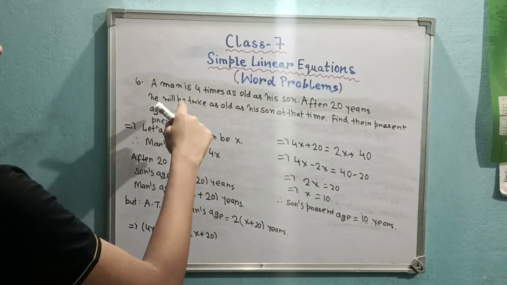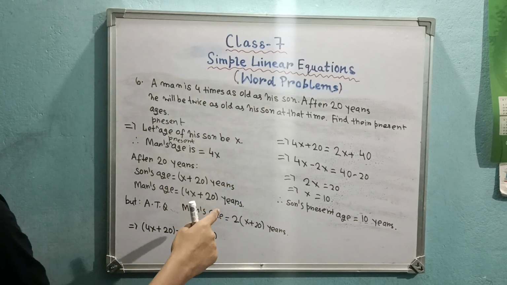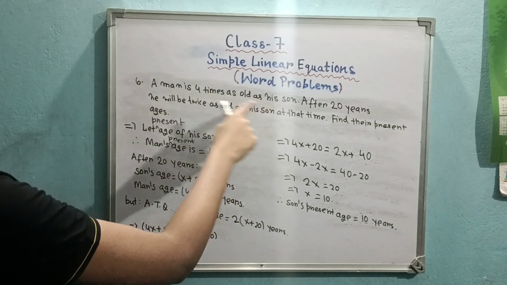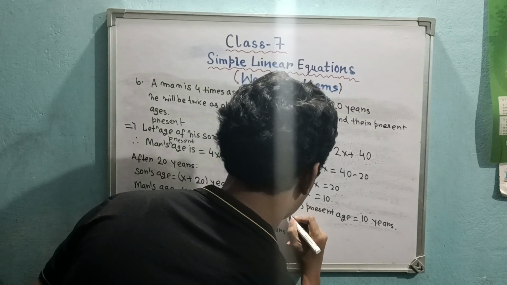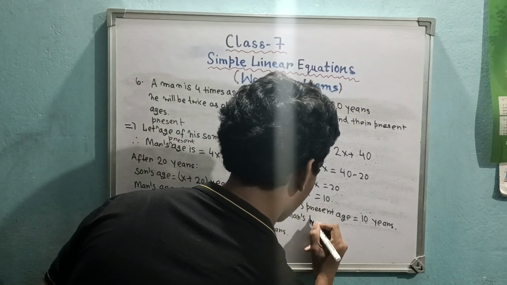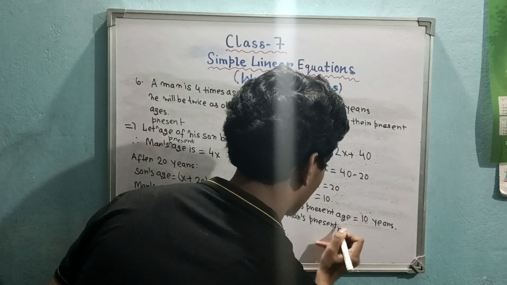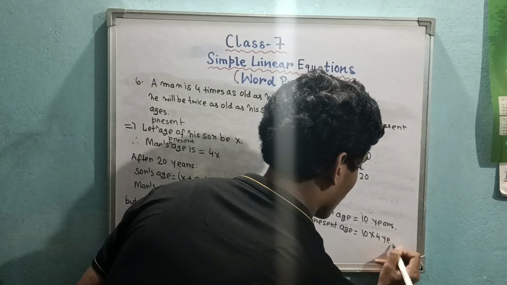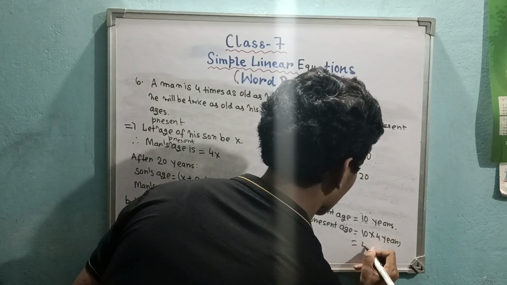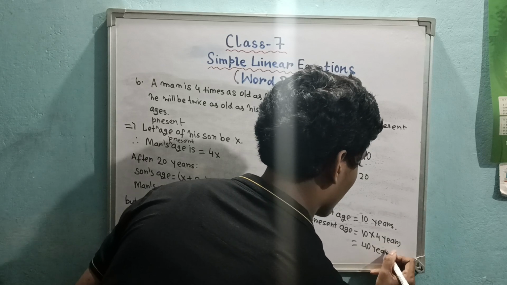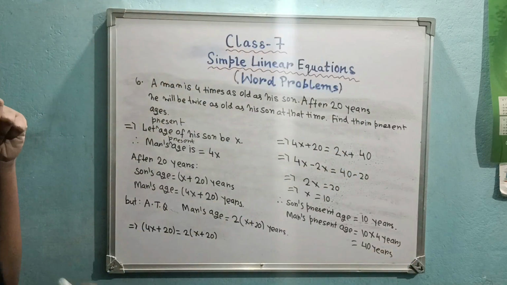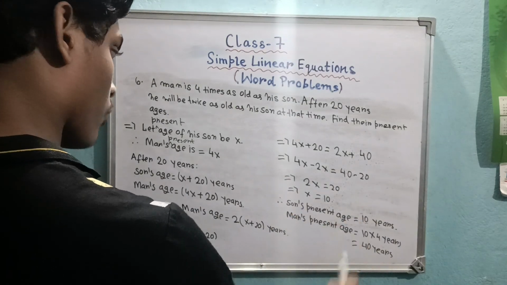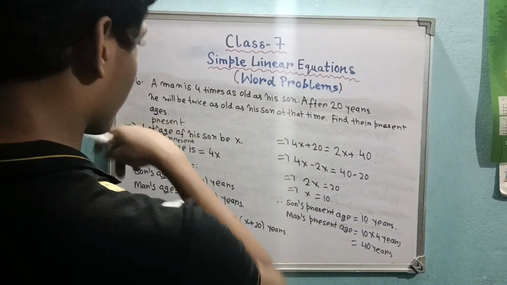And it was told that the present age of the man at that time was 4 into the present age of the son, right? 4 times as old as his son. Means man's present age equal to 10 into 4 years, equal to 40 years. Now let's back calculate. Son's present age is 10 years, man's present age is 40 years, 10 into 4 equal to 40. First statement is justified.